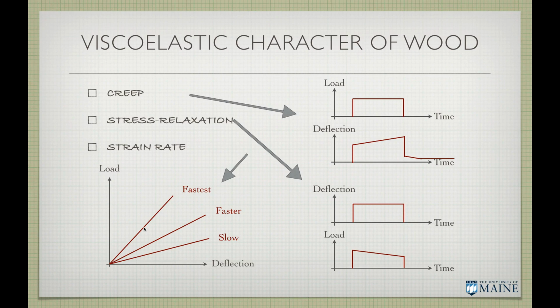So that's called strain rate dependence. The faster we test it, the higher the strain rate. That is the derivative of deflection with respect to time. This is creep. This is stress relaxation. You can have the same underlying mathematics, and this is just different boundary conditions.